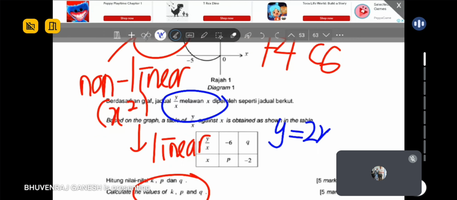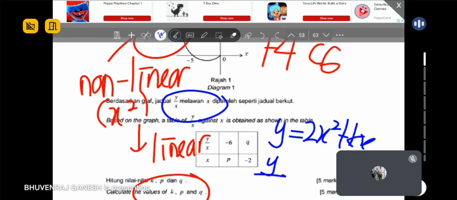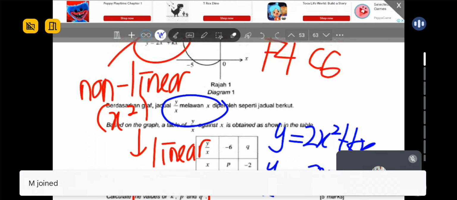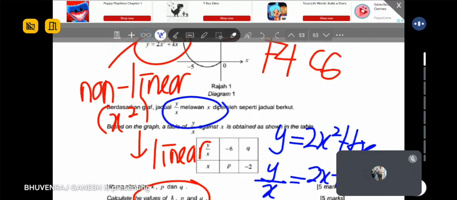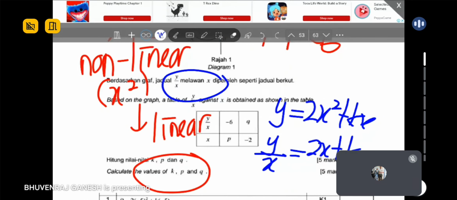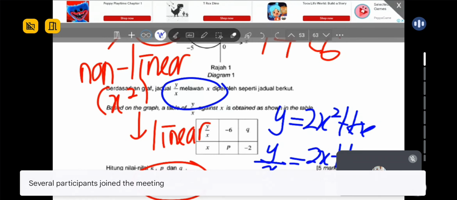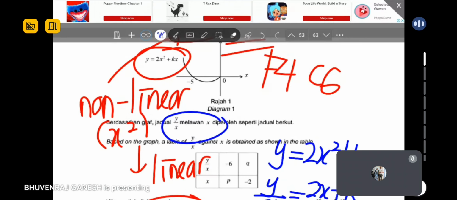Okay, so Y equal to X square plus KX. So Y over X equal to 2X plus K. Alright, boleh faham guys? Do you understand the concept here? So you need to convert to a linear equation. Okay, now you want to find 3 unknown. Kamu nak cari 3 pemboleh ubah yang tidak diketahui. So konsep apa kena guna kat sini? Siapa tahu? What is the concept we need here?